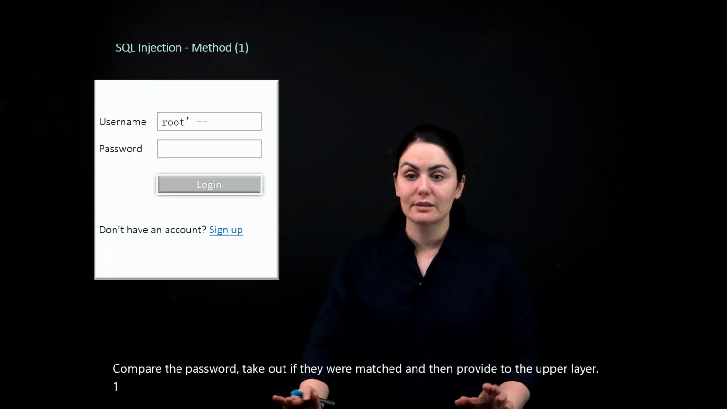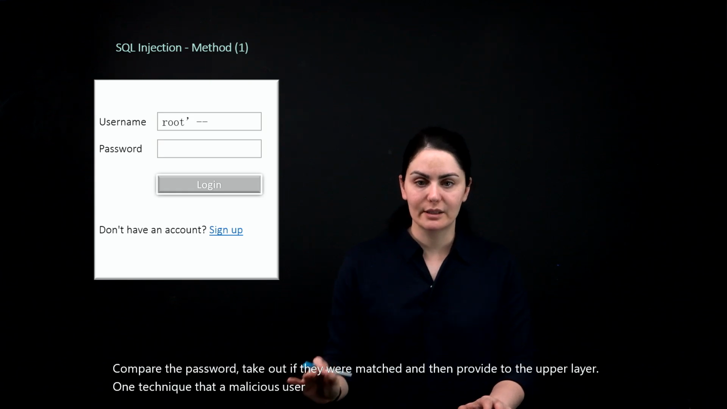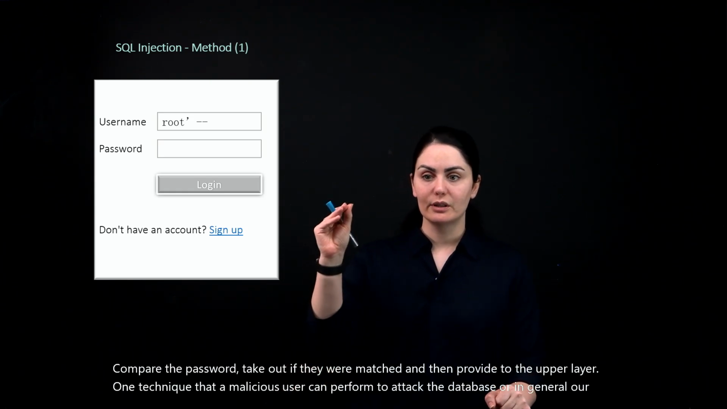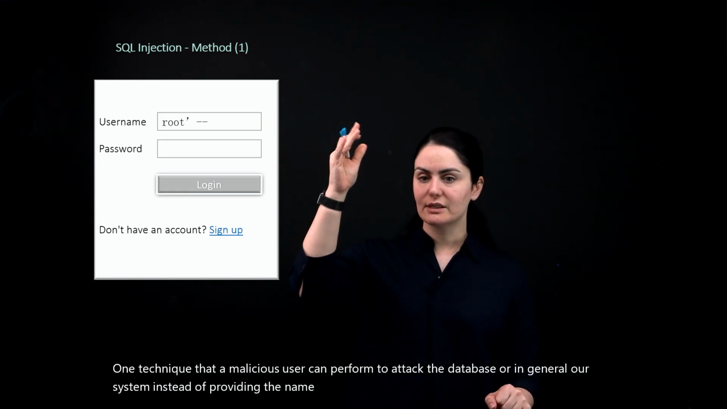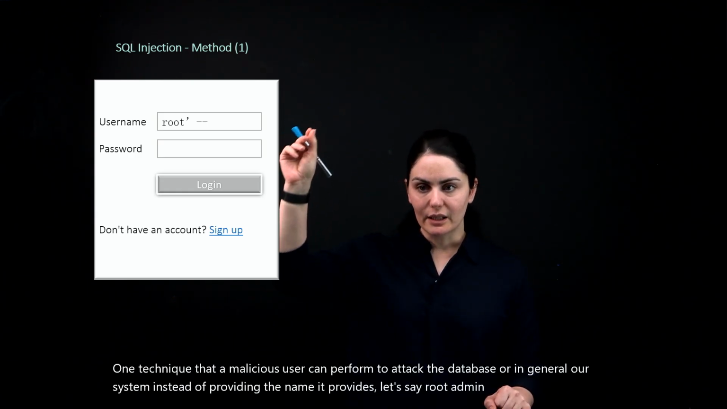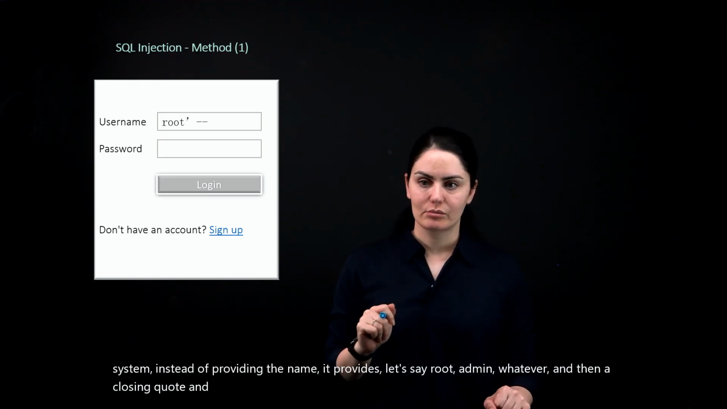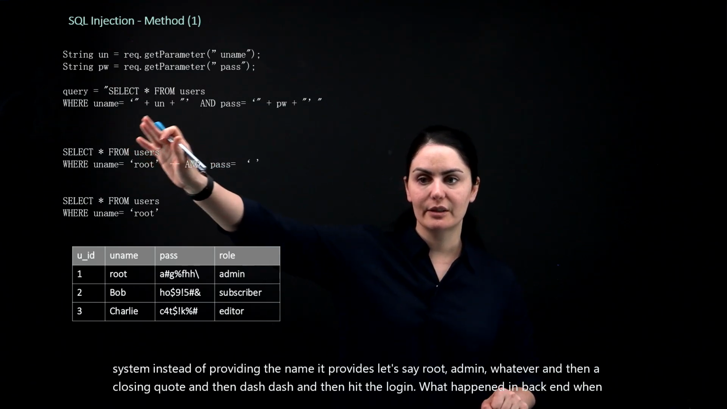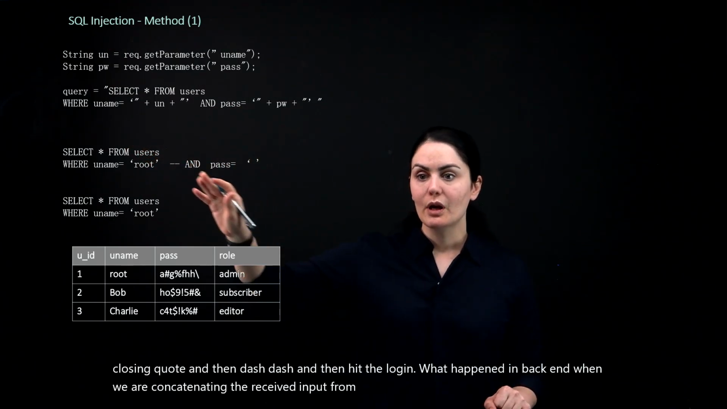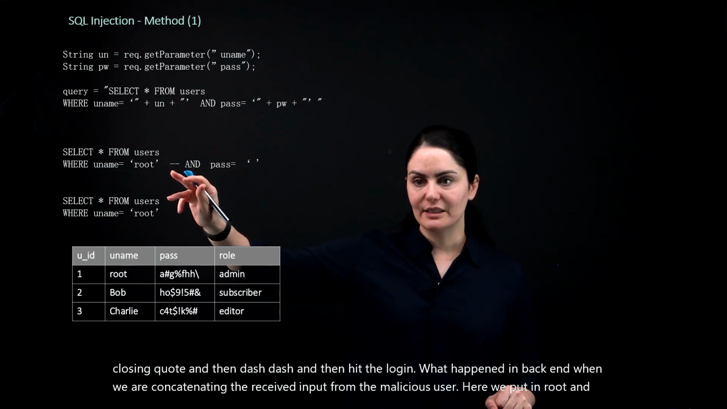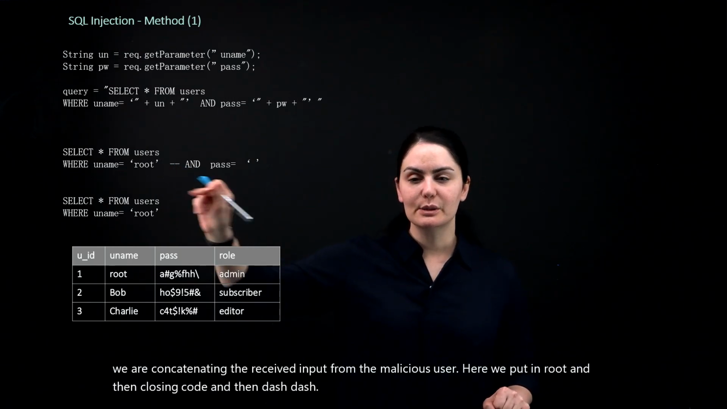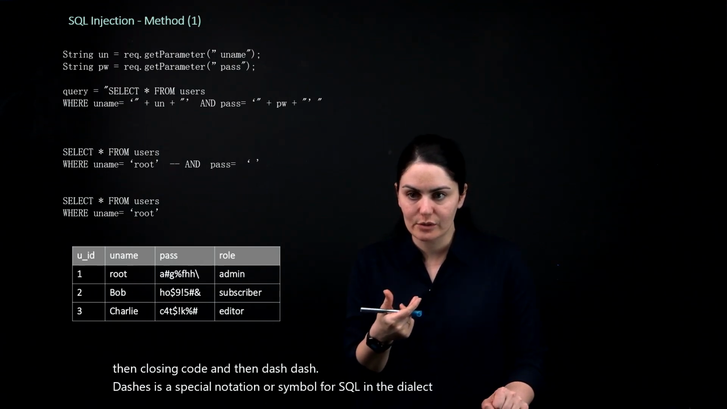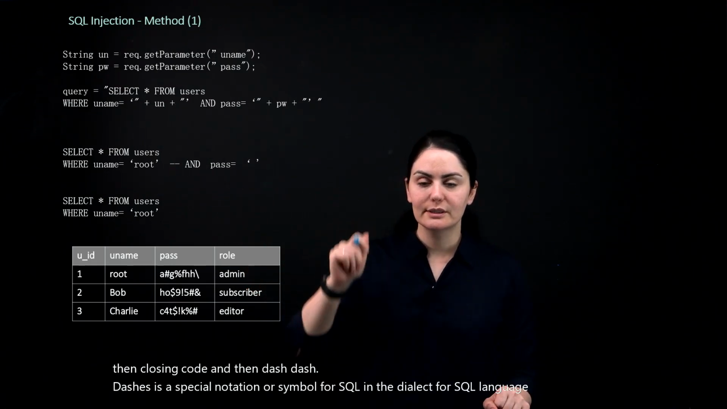One technique a malicious user can use to attack the database, or our system in general, is, instead of providing the name, to provide, let's say, root, and then a closing quote, and then dash dash, and hit the login. What happens in the backend? When we concatenate the received input from the malicious user, we put in root, then the closing quote, and then dash dash. Dash dash is a special symbol in the SQL language, saying comment out the rest of the line.